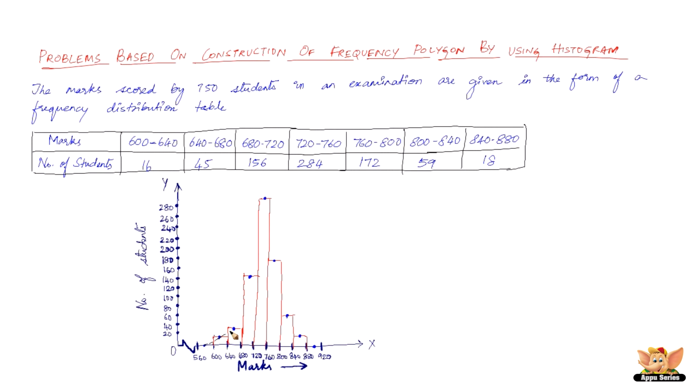Here we go, something like this. This is still not accurate, so please use a ruler when you do it with a graph sheet. This is just an illustration. So this is how you end it. This dotted line here is called a frequency polygon. So this is how you construct a frequency polygon by using a histogram.